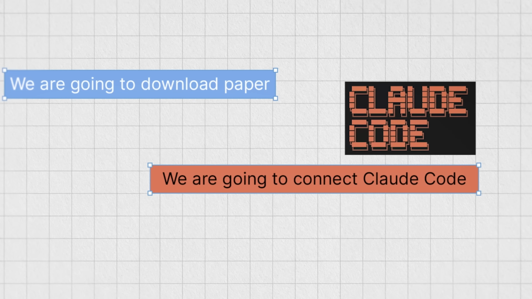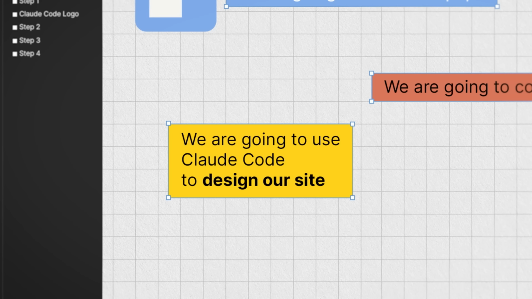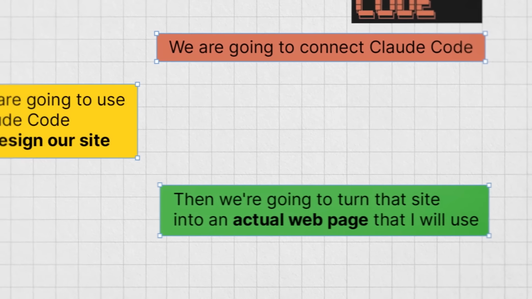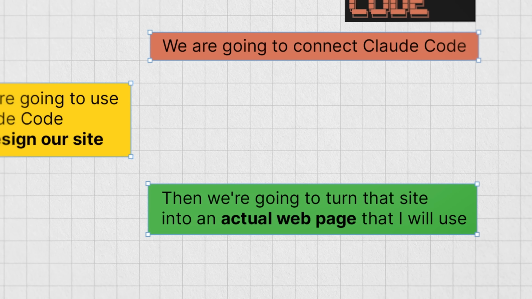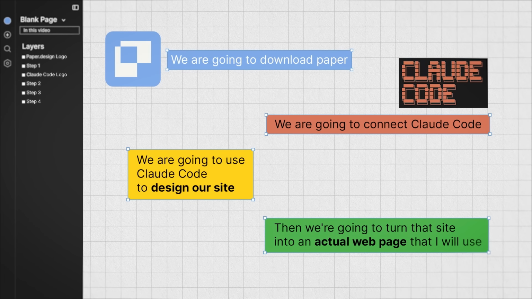So in this video, we're going to download Paper, then connect Paper to Claude Code, then use Claude Code to design our site. Then we're going to turn that site into an actual web page that I will use and put on the internet.